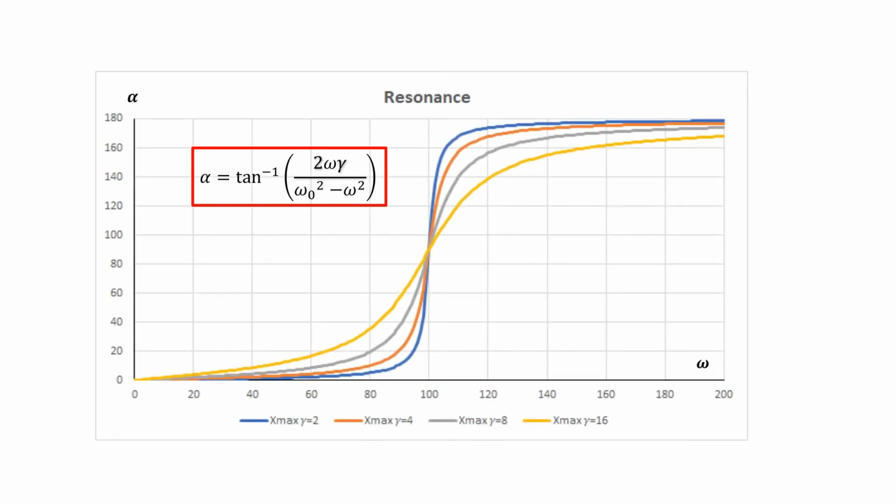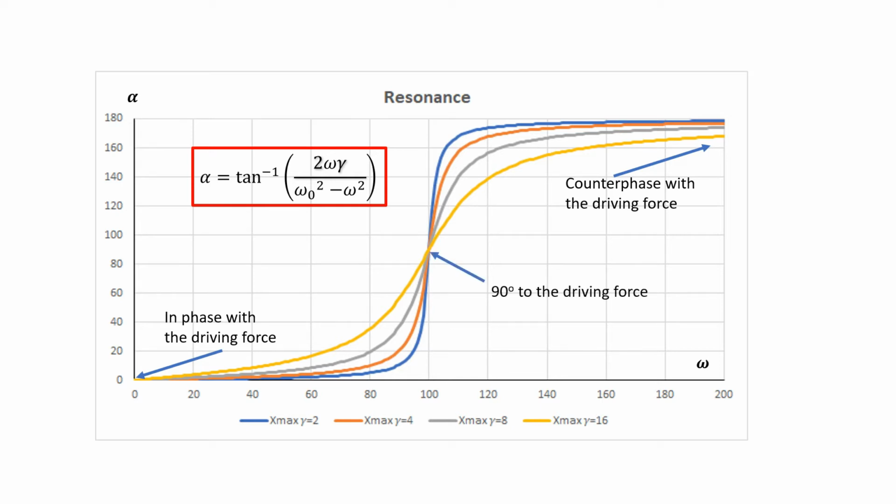Here's the plot of the phase difference alpha as a function of the angular frequency omega. Notice that for very low frequency, x is in phase with the driving force. For very high frequency, it is counterphase with the stimulus force. At the natural frequency, the phase difference is exactly 90 degrees or pi over 2 with the driving force.